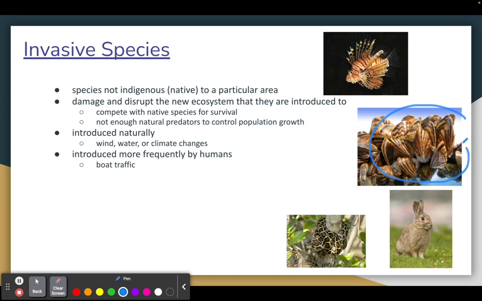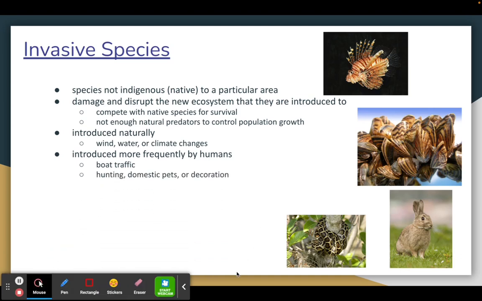The zebra mussels were not native to the Great Lakes region, and they were attached to vessels that came and ported and docked there. And that is actually what brought the zebra mussels, which are extremely invasive and actually really problematic in that region. They can also be introduced by hunting, domestic pets, or decoration.